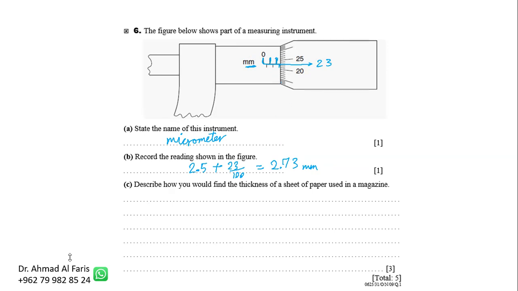مرة ثانية نعيد. عندنا two readings. عندي major reading اللي هو ببلش بالمليمتر 0 1 2.5. اوكي، وعندي minor reading اللي هو الرقم اللي قبال الخط بالعاده بيكون which is what 23. فشو بنحكي؟ 2.5 plus 0.23، فبيطلع الانسر 2.73. تمام هيك؟ اوكي.